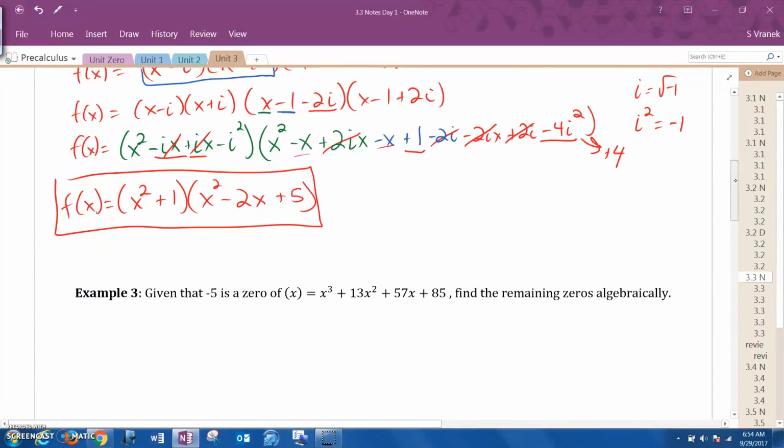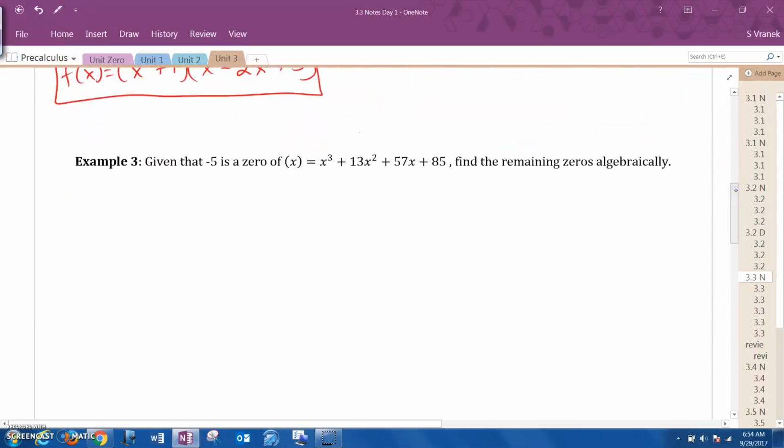Okay, now we're going to do what we did before. For example, it says given that -5 is a 0 of this polynomial, find the remaining zeros algebraically. So again, this is going back to our synthetic division. If I ever give you a 0, that's basically telling you use that to synthetically divide.